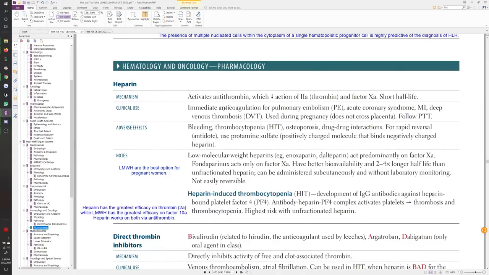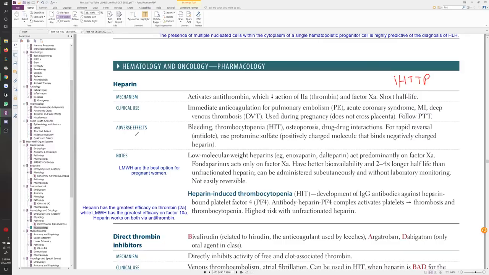What do you use it for? Immediate anticoagulation in anyone who has a pulmonary embolism, acute coronary syndrome, an MI, DVTs. It's also used during pregnancy because it can't cross the placenta. And as we discussed with our HTTP mnemonic, just remember the I in HTTP. The I can be for internet, right? I, HTTP, to remind you of intrinsic, heparin, PTT.